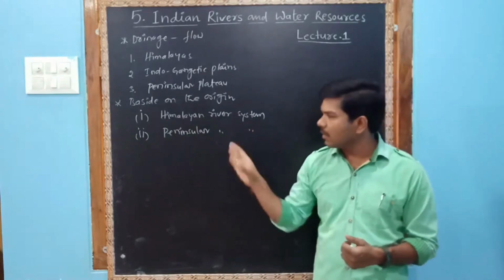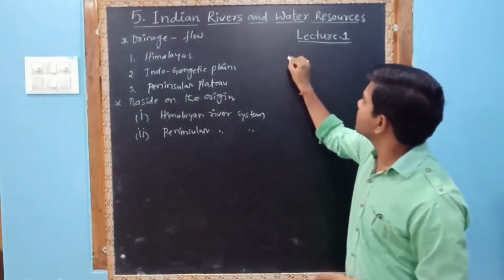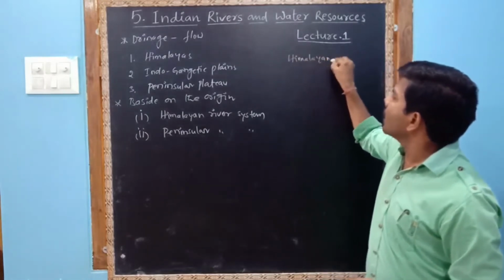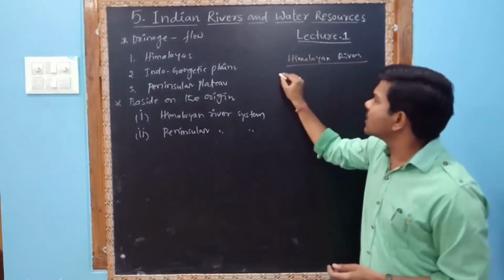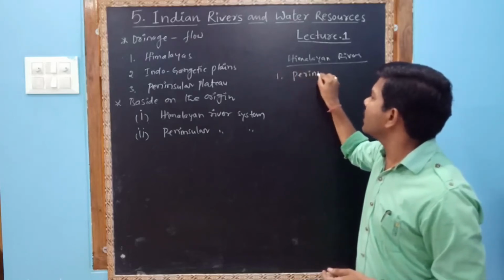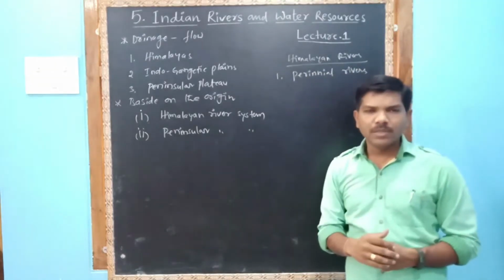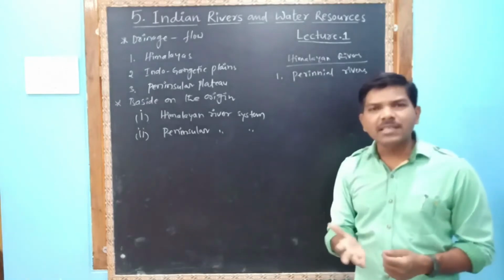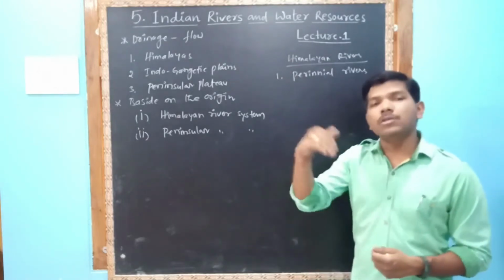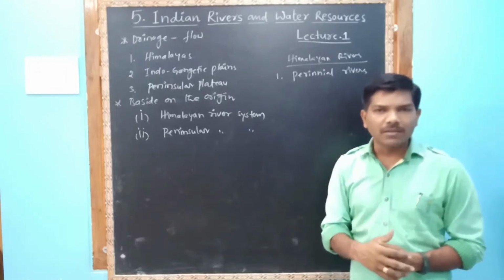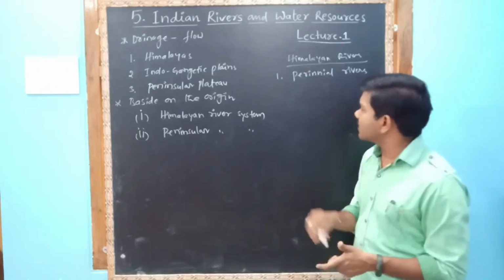Let us see the Himalayan river system first. I am writing here: Himalayan rivers. The first point: these are perennial rivers. Perennial means there is continuous flow. For example, in the rainy season water is available in the Himalayan river system, and in the summer season water is also available due to snow melting and the melting of glaciers.